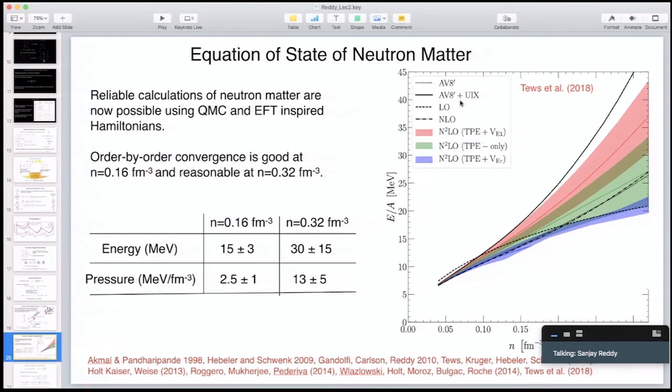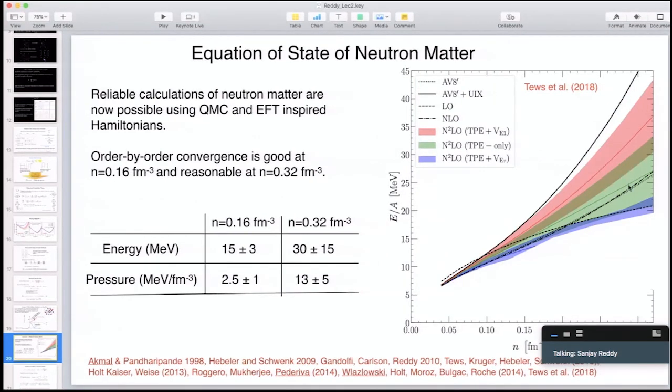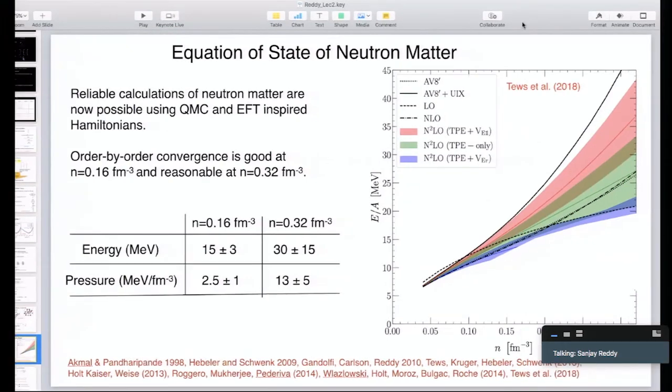What's shown in this plot is the energy of a neutron using different potentials, all calculated using quantum Monte Carlo. These are results obtained by Ingo Tews recently. There is an ambiguity in the three-body forces that is not fully understood at the moment, and this leads to a large error in the calculation at high density. But the error bars still seem reasonable in the sense that the improvement when you go from leading order to next to leading order to next to next to leading order exists.